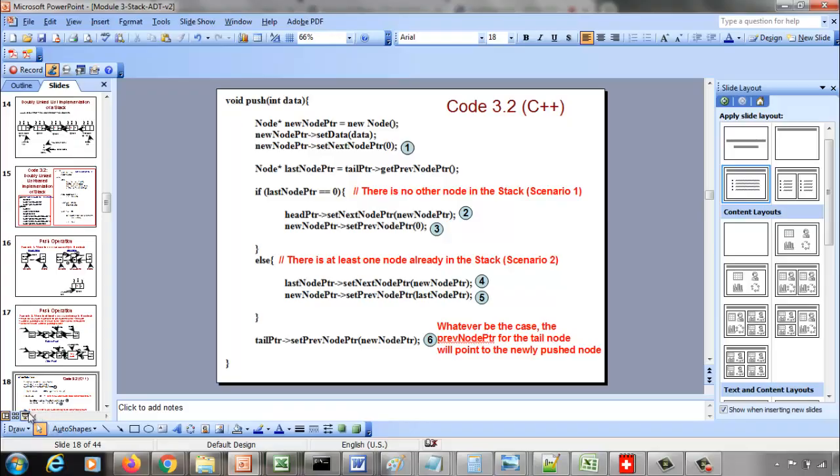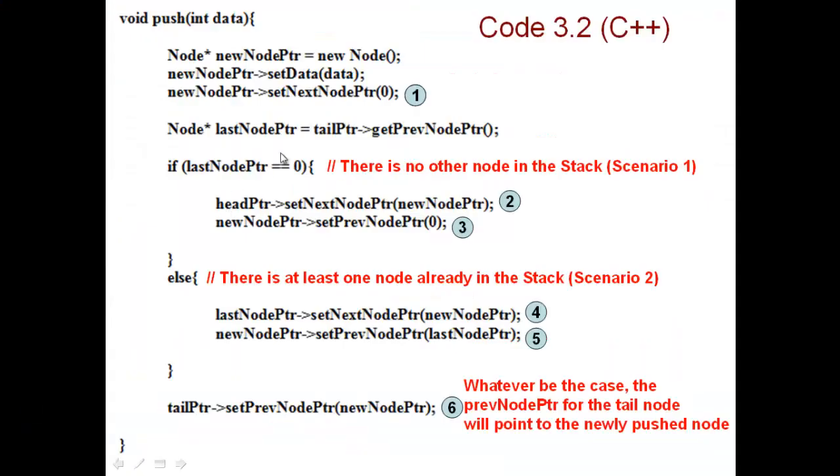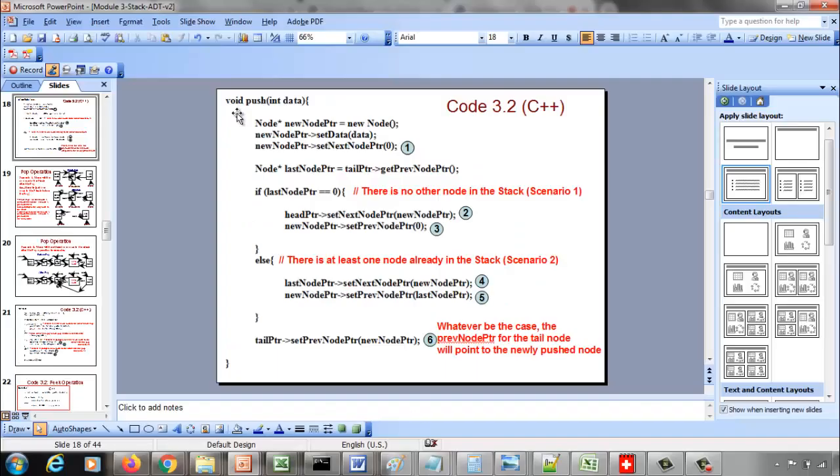Now what else we have here? Now I'm going into my double linked list. I access the tail node using a tail pointer: tail pointer arrow get previous node pointer. So I'm trying to get the address of the node previous to the tail node that is currently in the stack, and I store that address in last node pointer.